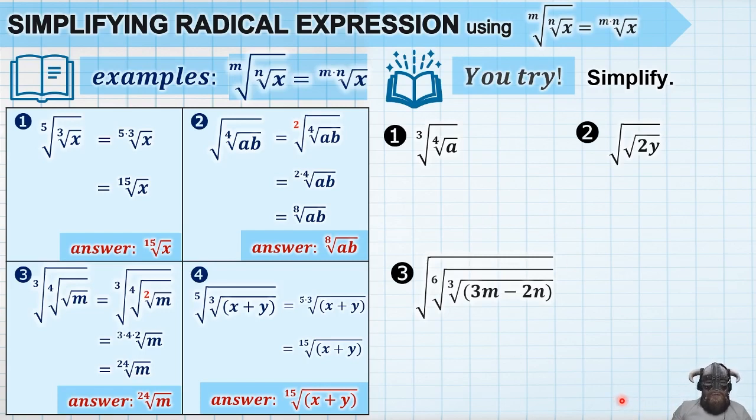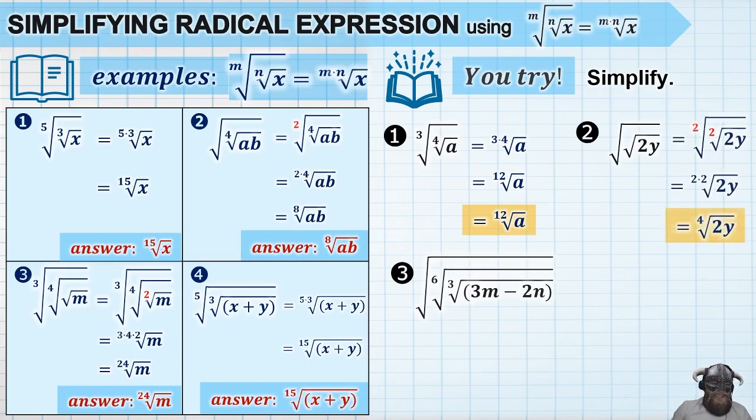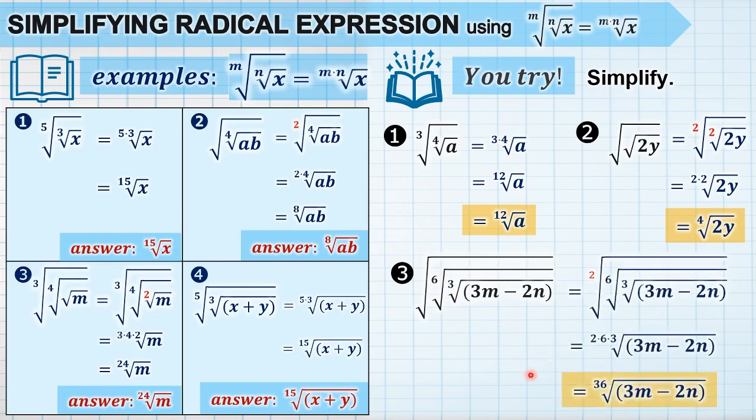We have number 1, the cube root of fourth root of a. The answer or the simplified form will be the 12th root of a. For number 2, we have the square root of the square root of 2y. The answer is the fourth root of 2y. And for number 3, we have the square root of the sixth root of the cube root of quantity 3m minus 2n. So our final answer will be the 36th root of the quantity 3m minus 2n.